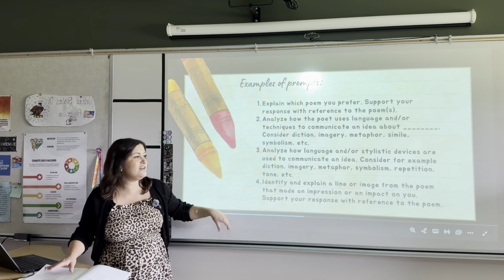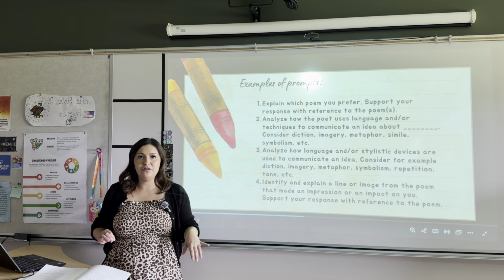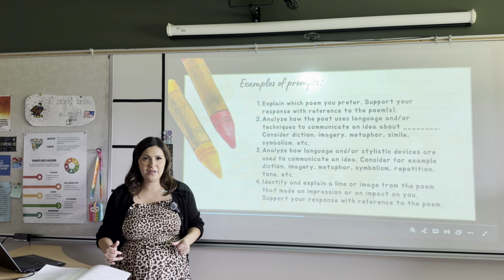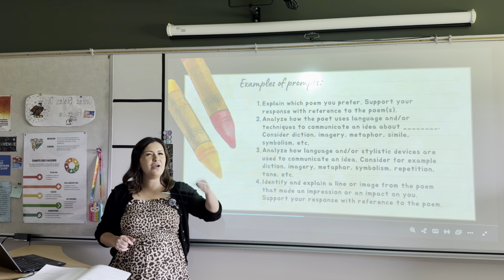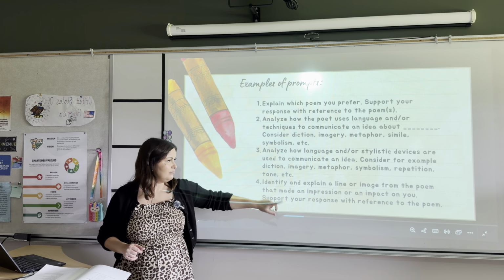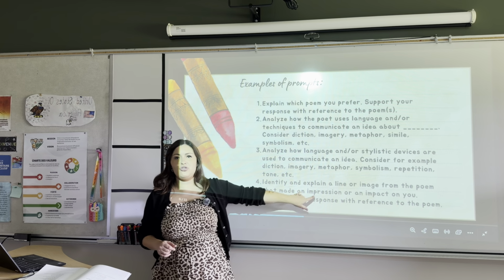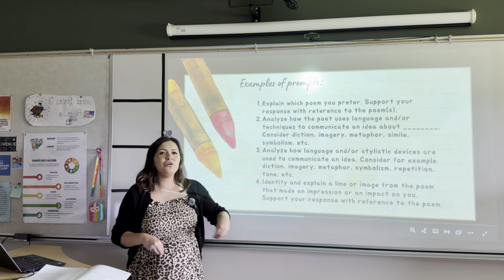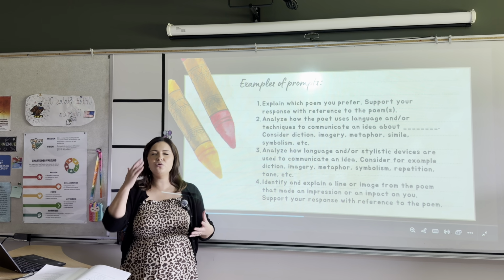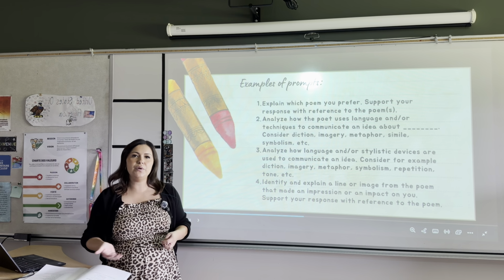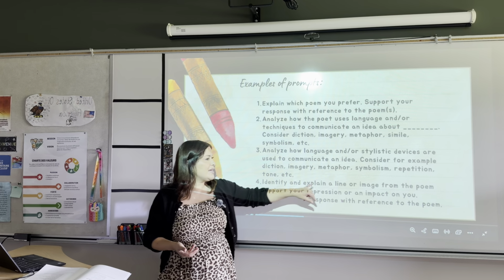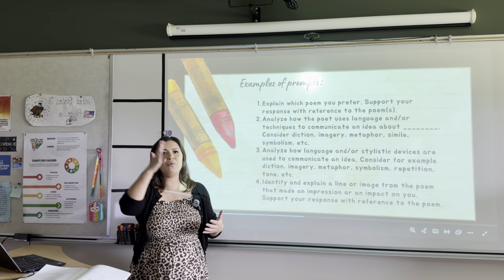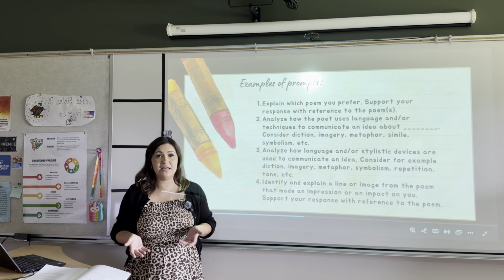So first you have to identify a line or an image. That's the first thing you're looking for when you read that poem. There was one line that either had an impact or made an impression. It meant something to you, like it really resonated. Or there was an image, something described that you pictured in your mind as you were reading the poem. So notice that a line feels a little bit shorter. An image can talk about a larger part of the poem, perhaps an entire stanza, right?